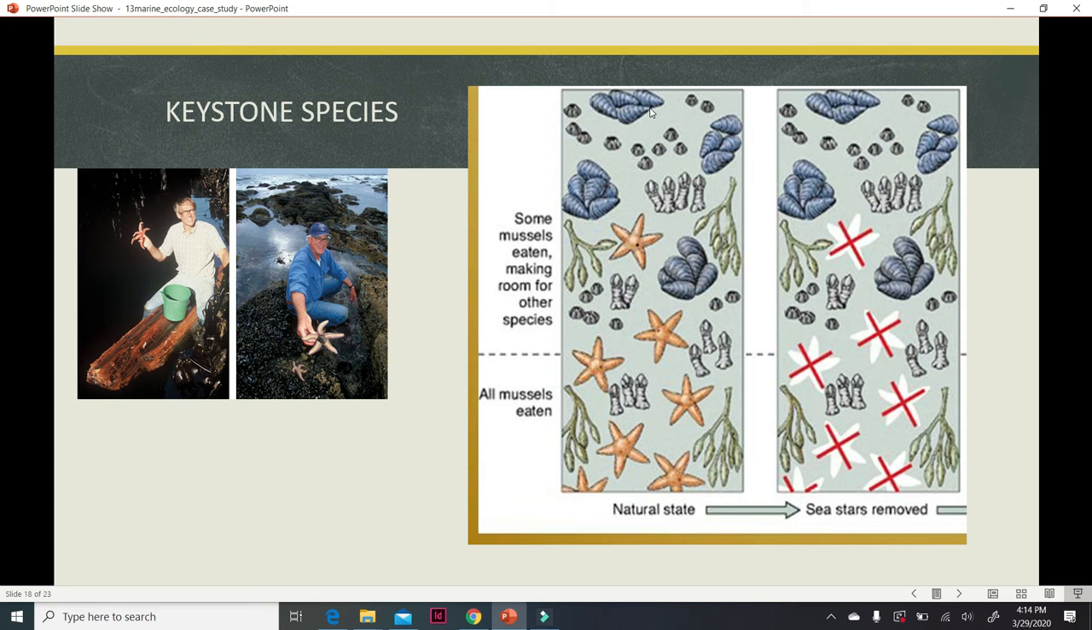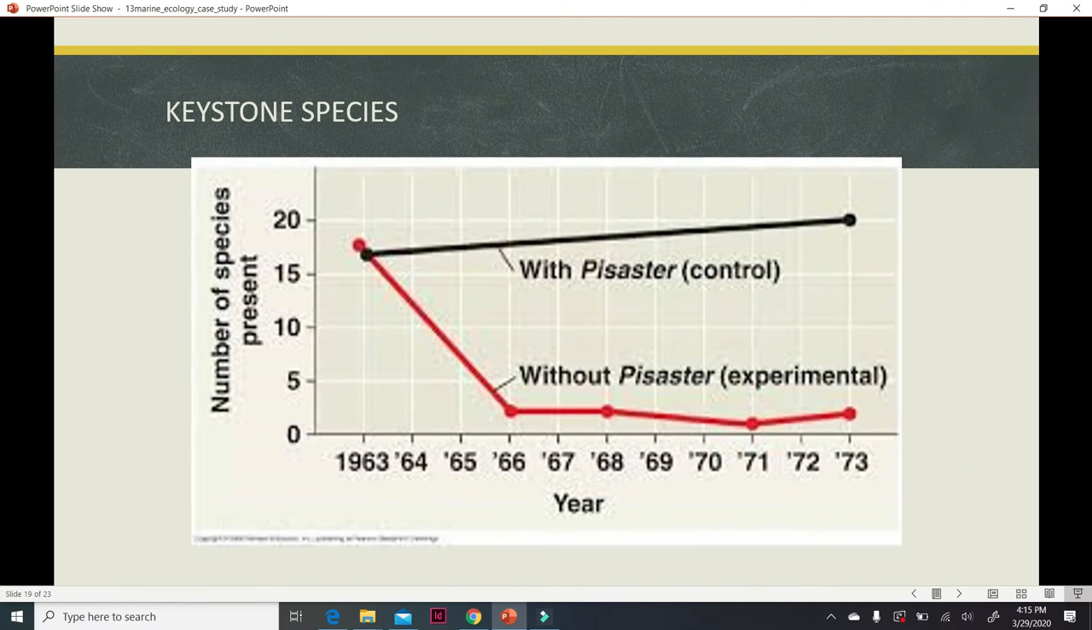So what Bob Paine did is he took two different parts of the rocky intertidal, and in one of them he just left it alone. So that was his control. And then he took another part and he removed all of the sea stars. And he asked the question, what happens to the community ecology of the rocky intertidal if I take this top predator away? He took them all away and he kept them all away for 10 years. He started doing this in 1963, and he would go out there on a regular basis and remove any sea stars he found in his experimental plot.